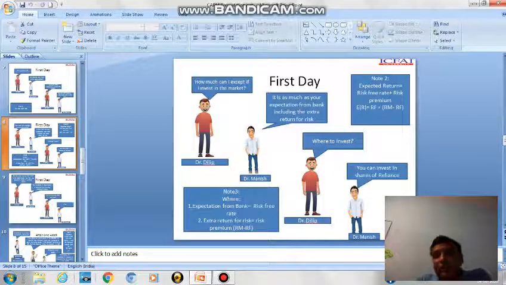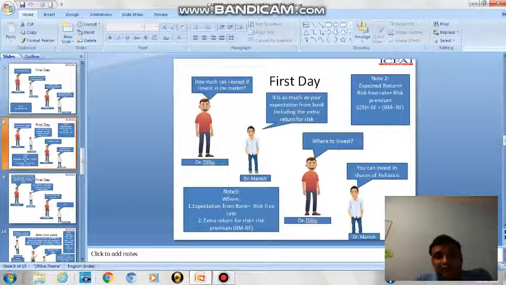You can see in note 2, as per the statement of Dr. Manish, expected return would be equal to the risk-free rate plus risk premium. Here, risk premium means the difference between the return from the market and the risk-free rate. So in note 3, you can see, as per the statement of Dr.